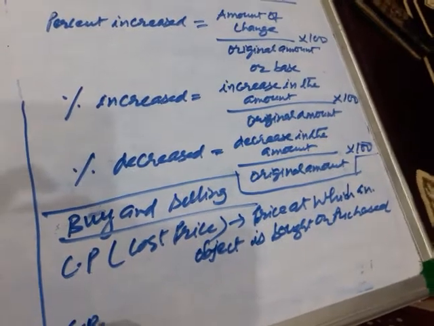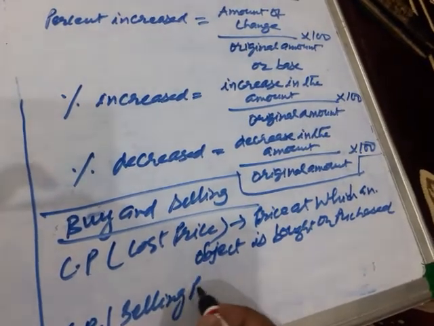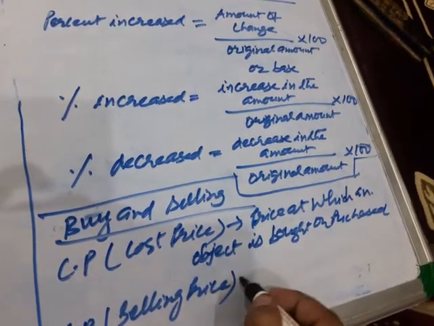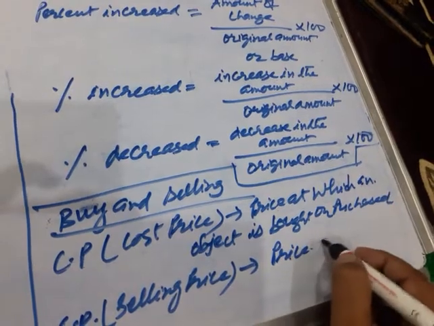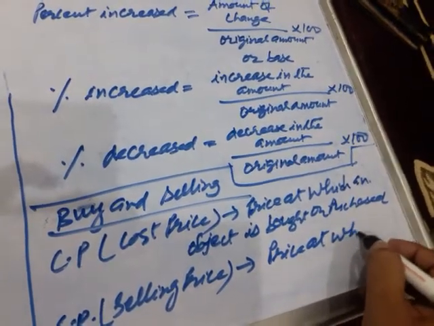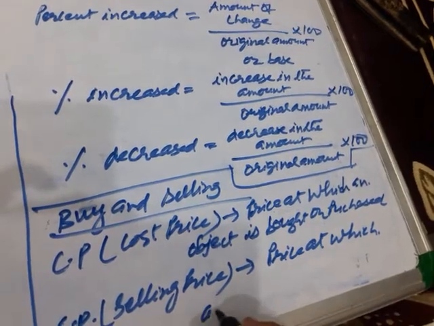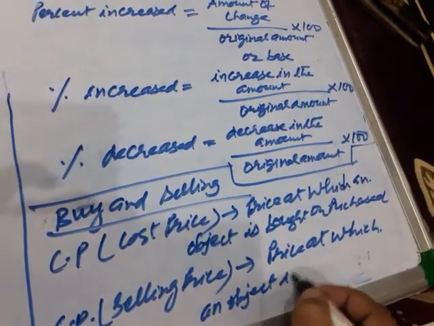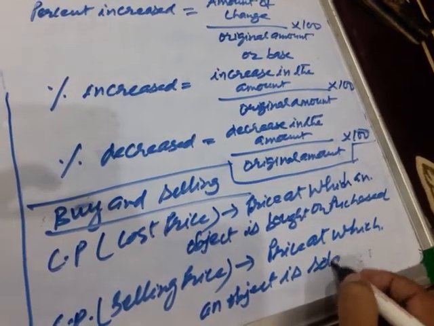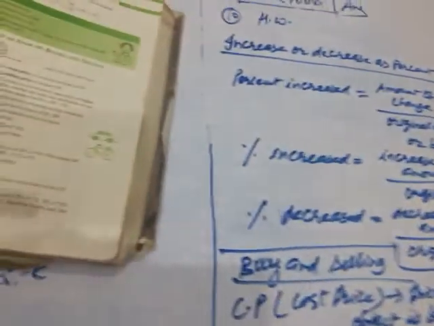What is SP? SP stands for selling price. What is selling price? Price at which an object is sold. Clear? That is called SP. CP and SP, that is cost price and selling price.